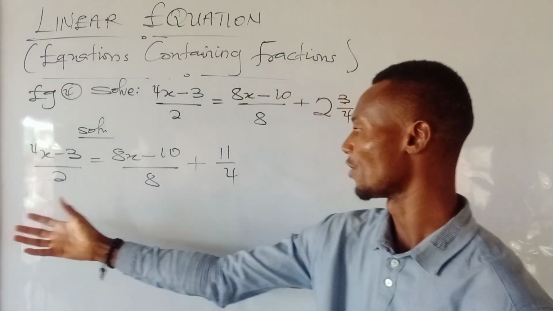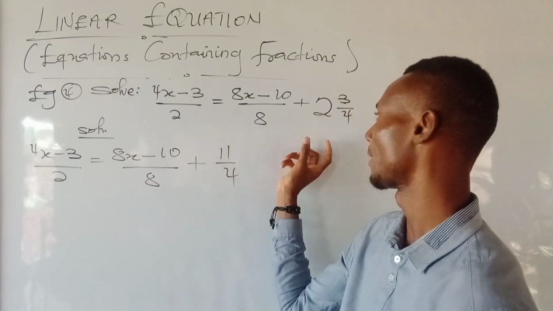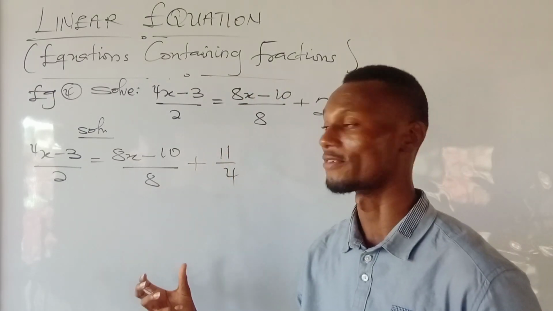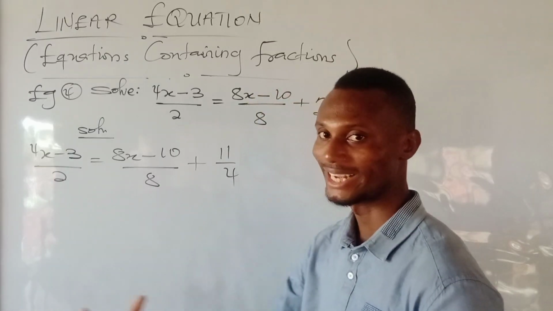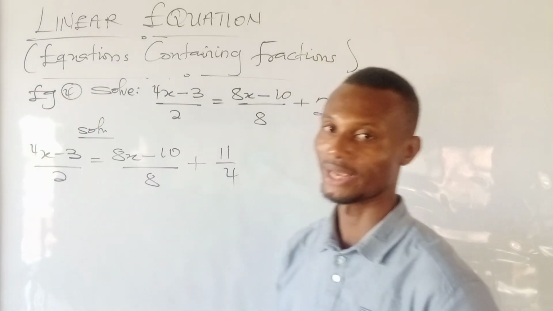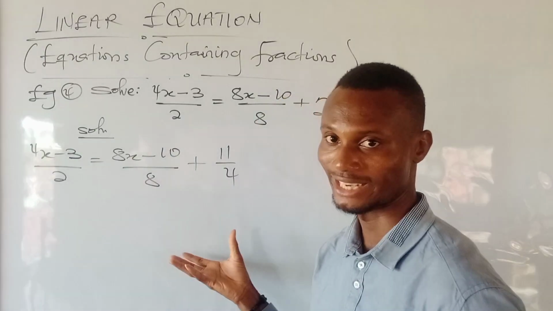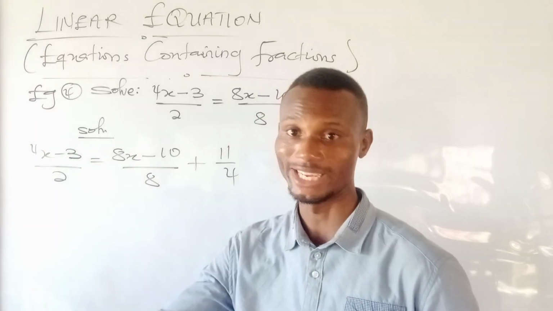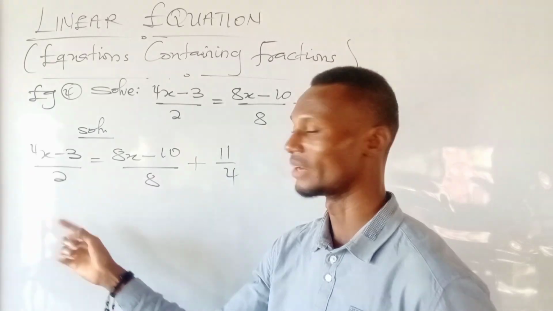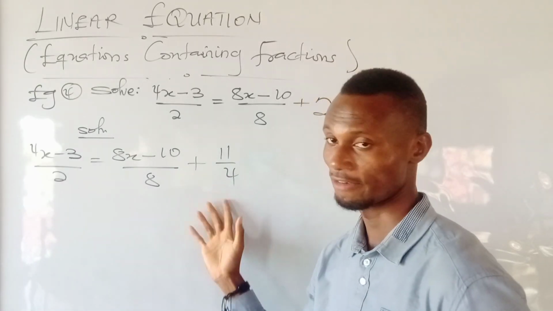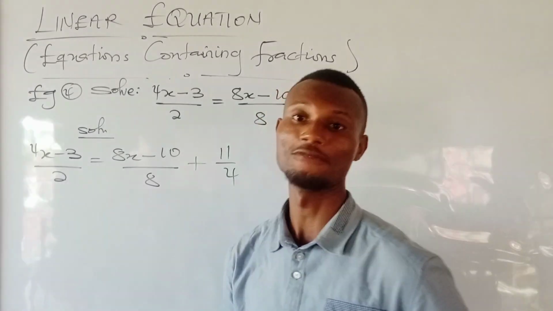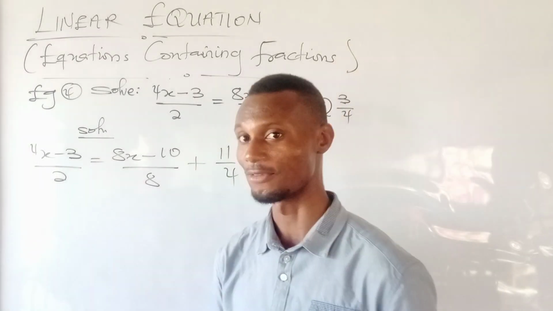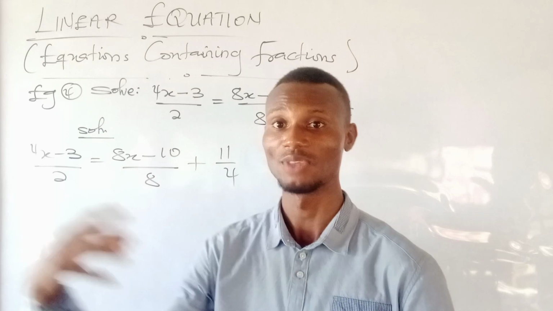Okay, now that we've done this, we've changed the mixed fraction to improper fraction. Now the next thing is to multiply through by the LCM. And how you get the LCM is to use the denominators of the fractions, as I've explained in the previous video. So the denominators here are 2, 8, and 4. So we are going to find the LCM for 2, 8, and 4. And I've already taught you how to find the LCM of numbers in the previous videos.